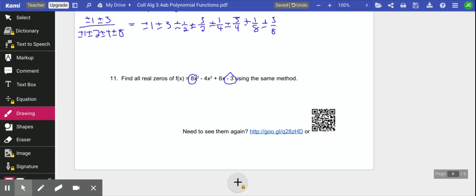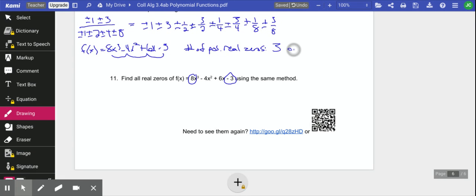Now we're going to use the rule of signs. So we're going to look at f of x, which was 8x cubed minus 4x squared plus 6x minus 3. We count the number of sign changes. So we went positive to negative, negative to positive, positive to negative. So there's 3 sign changes. So the number of positive real zeros is either 3 or 1.